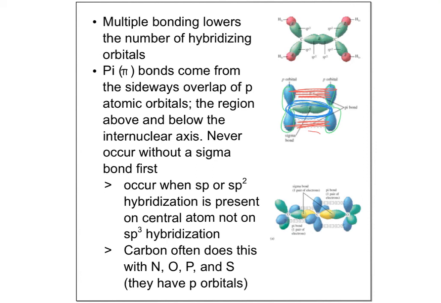So you can't have pi bonding without a sigma bond first. Basically, you can't have a double bond without a single bond first, right? You need to have that one bond. So this is going to happen when we have sp or sp2 hybridization on the central atom. You won't have it with sp3 because that's single bonds only, not double or triple bonds. Carbon, a lot of times, will do this with nitrogen, oxygen, phosphorus, and sulfur because they have p orbitals available.